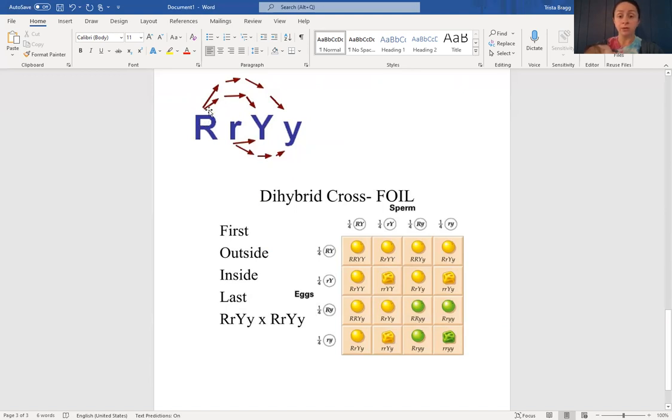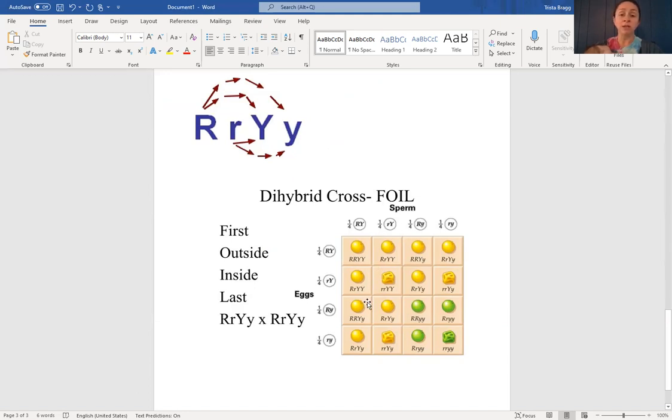So here the first goes with the first. So this big R and big Y, which is why I put that here. In this case, both parents are the same. So we did it for the first box in either one. Outside, do the two outside ones. So that's this big R with this little y. Okay. We have our inside and then our last. Okay. That's what goes on the top and on the sides.